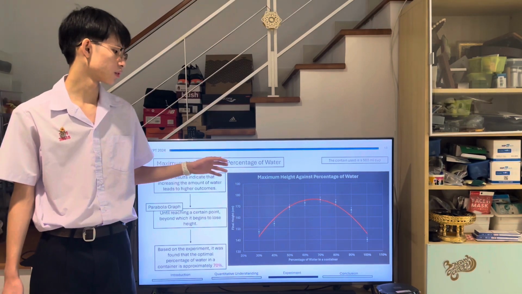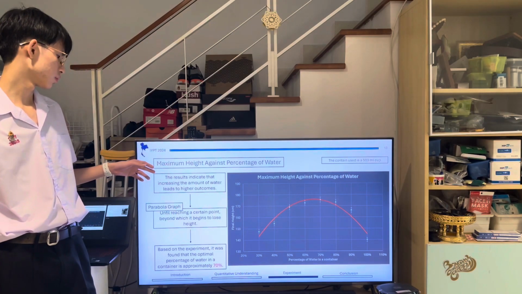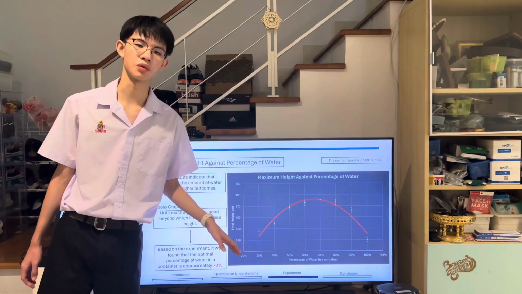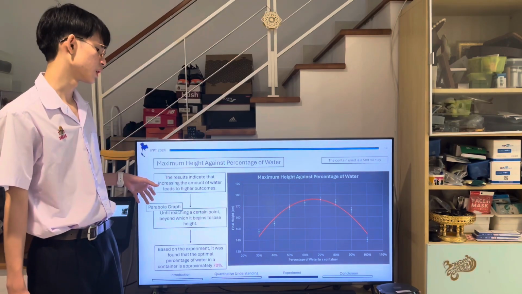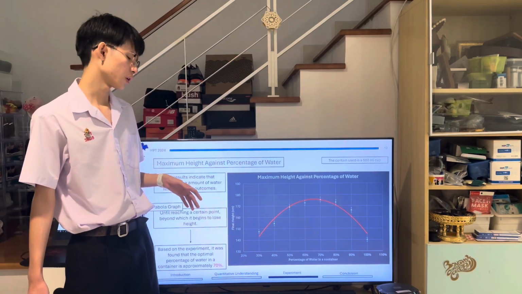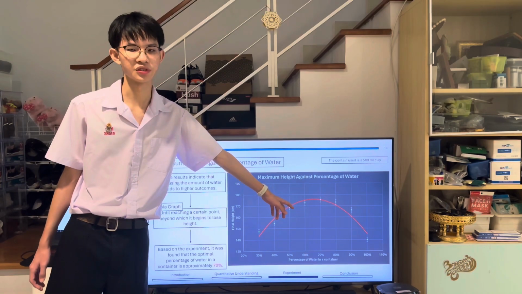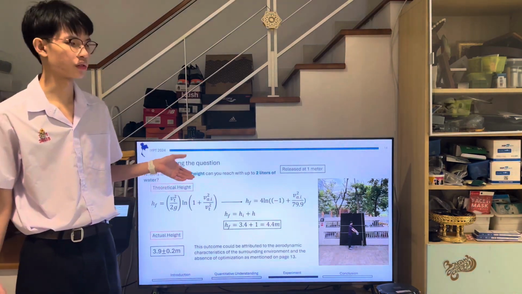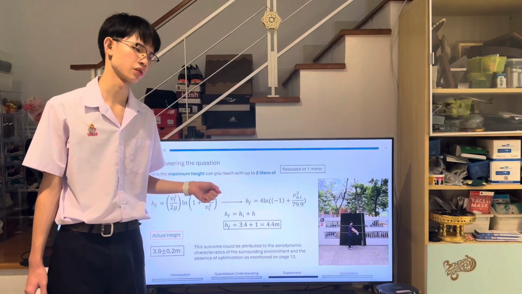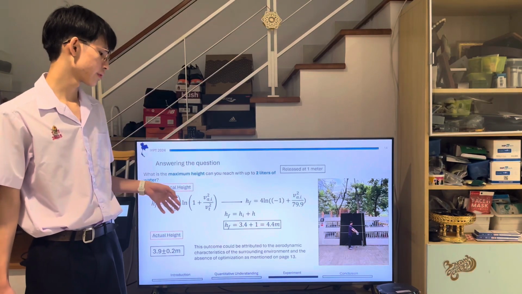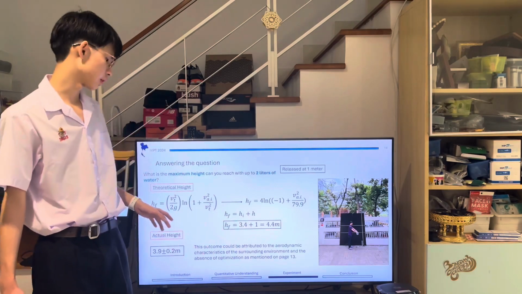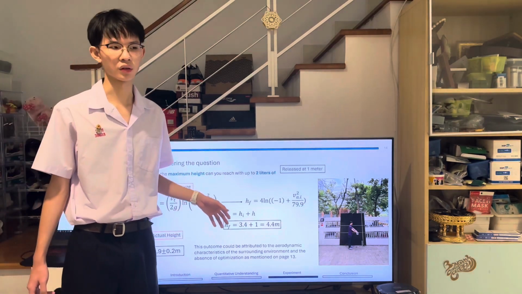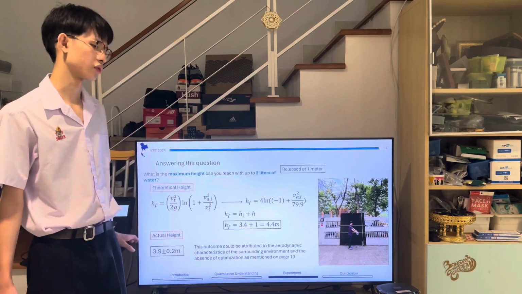The maximum height against the percentage of water: the result indicates increasing the amount of water will yield a better outcome until a certain point, meaning it's a parabolic graph. We find the optimization around 70% of the container. Answering the question, what is the maximum we got with up to 2 liters of water? We got theoretically 4.4 meters, but actually we got 3.9 meters due to aerodynamic features and the surroundings outside.